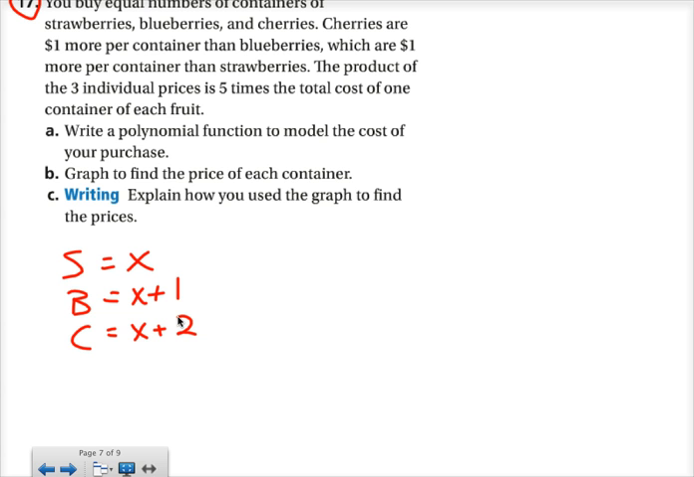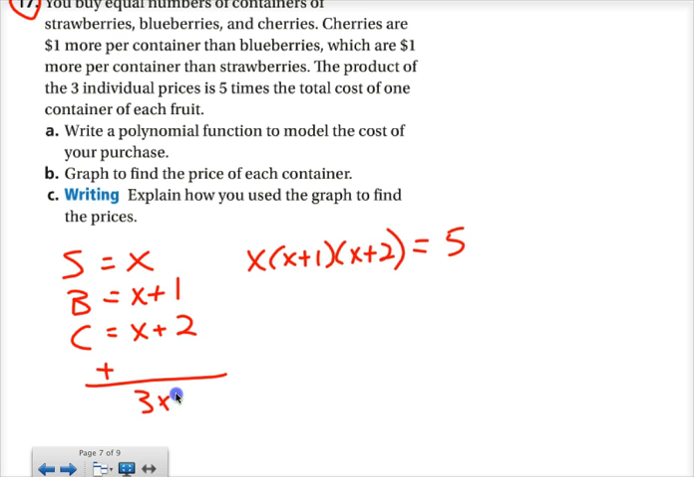And then it says the product of those three individual prices is 5 times the total cost of one container of each fruit. Well, that total cost for one container of each fruit is what we get when we add all of these up: 3x plus 3.